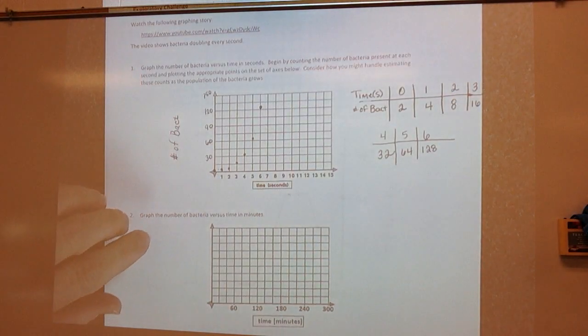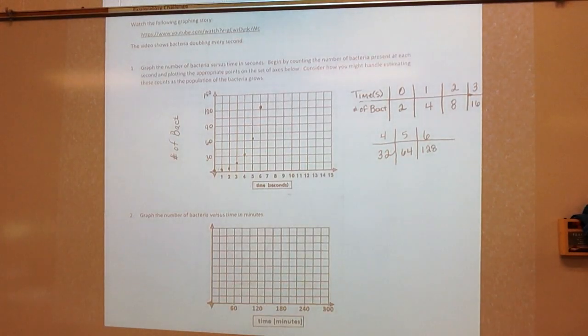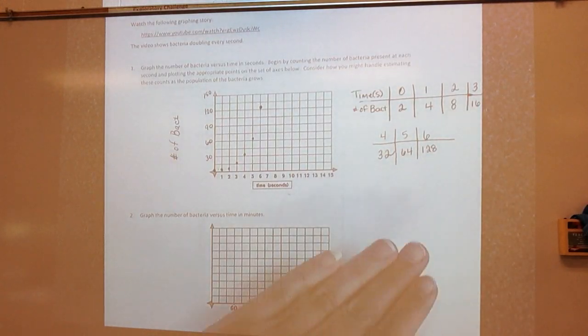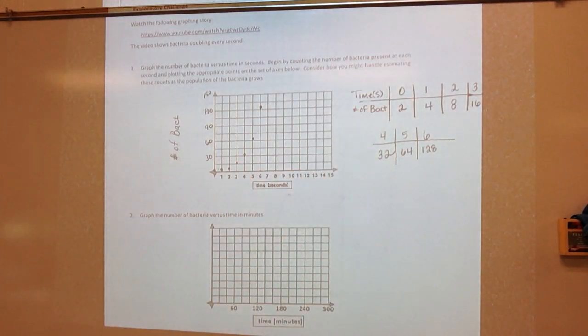All right, so here's my graph. Now, it may not be exactly accurate because once again, it's kind of hard to tell according to that video. But by the best that we can do, with the information we have, we can see that it looks like it's doubling each second.